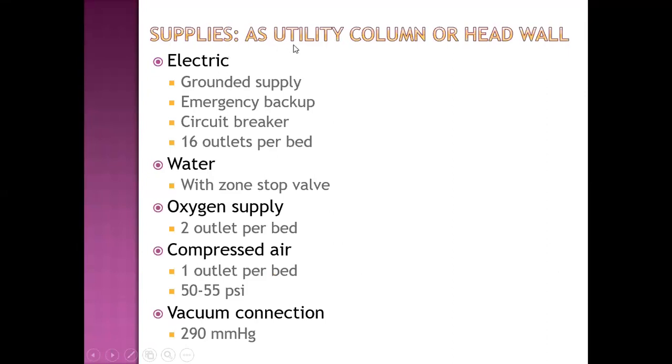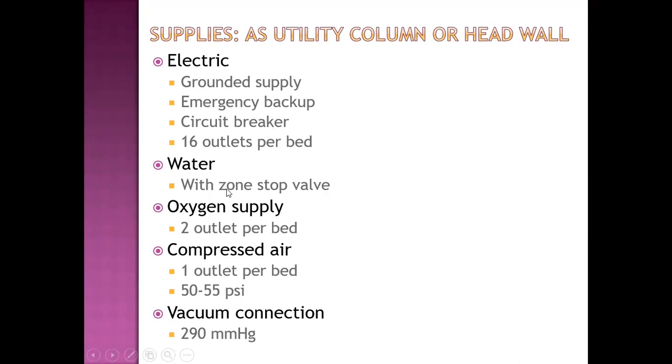Supply should be as a utility column, and if it is not as utility column, the supplies can be mounted to the head wall or head side wall of the patient. Electric supply should be grounded. It should have an emergency backup and there should be a circuit breaker in case of emergency. And there should be at least 16 outlets per bed.